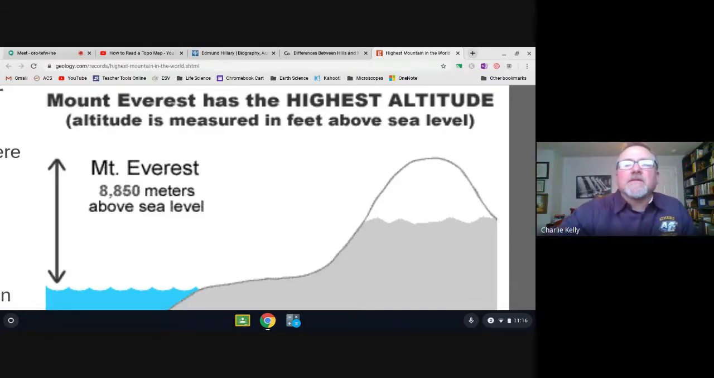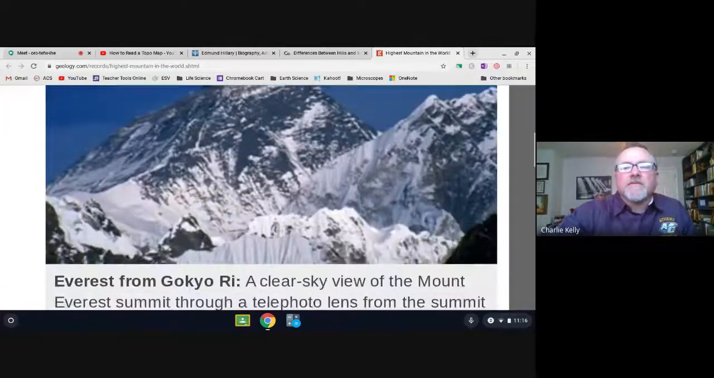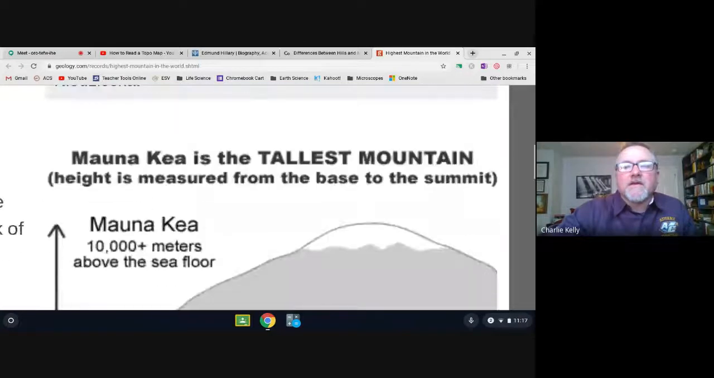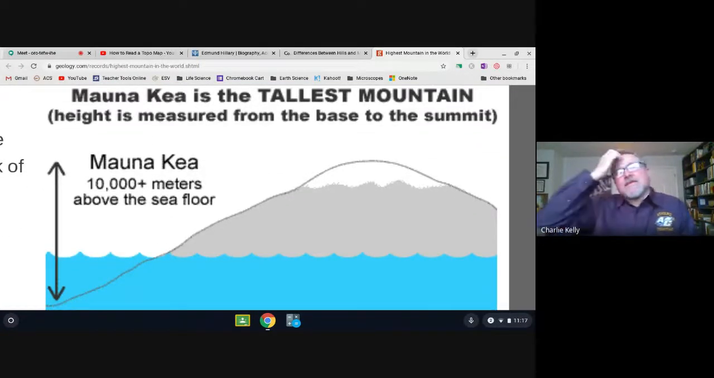Let's look at this mountain. That is Mount Everest right there, as seen from Gokyo-ri. Now let's look at Mauna Kea. Is it the tallest mountain? Mauna Kea has an altitude of 4,205 meters. That's 13,796 feet. That's much lower than Mount Everest. However, Mauna Kea is an island, and if the distance from the bottom of the nearby Pacific Ocean floor to the peak of the island is measured, then Mauna Kea is taller than Mount Everest. Mauna Kea is over 10,000 meters tall compared to 8,850 for Mount Everest, making it the world's tallest mountain.